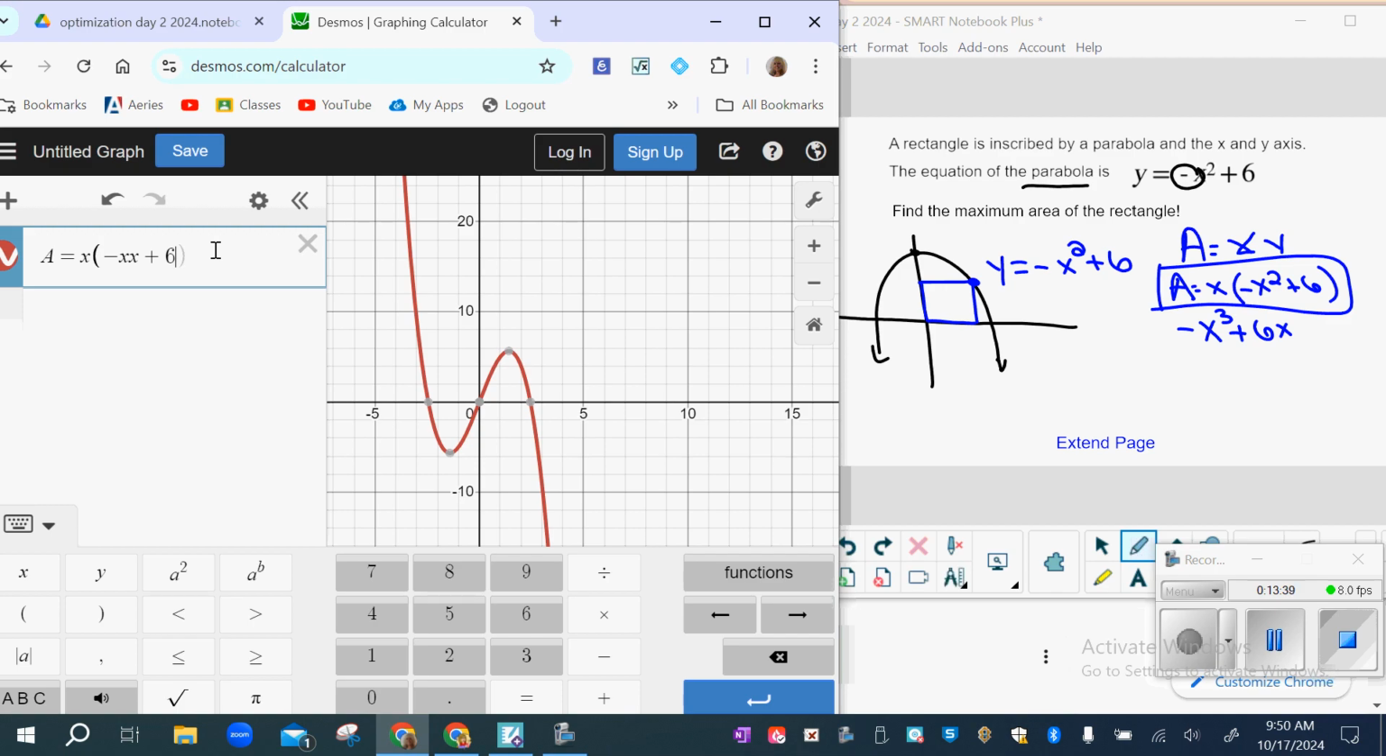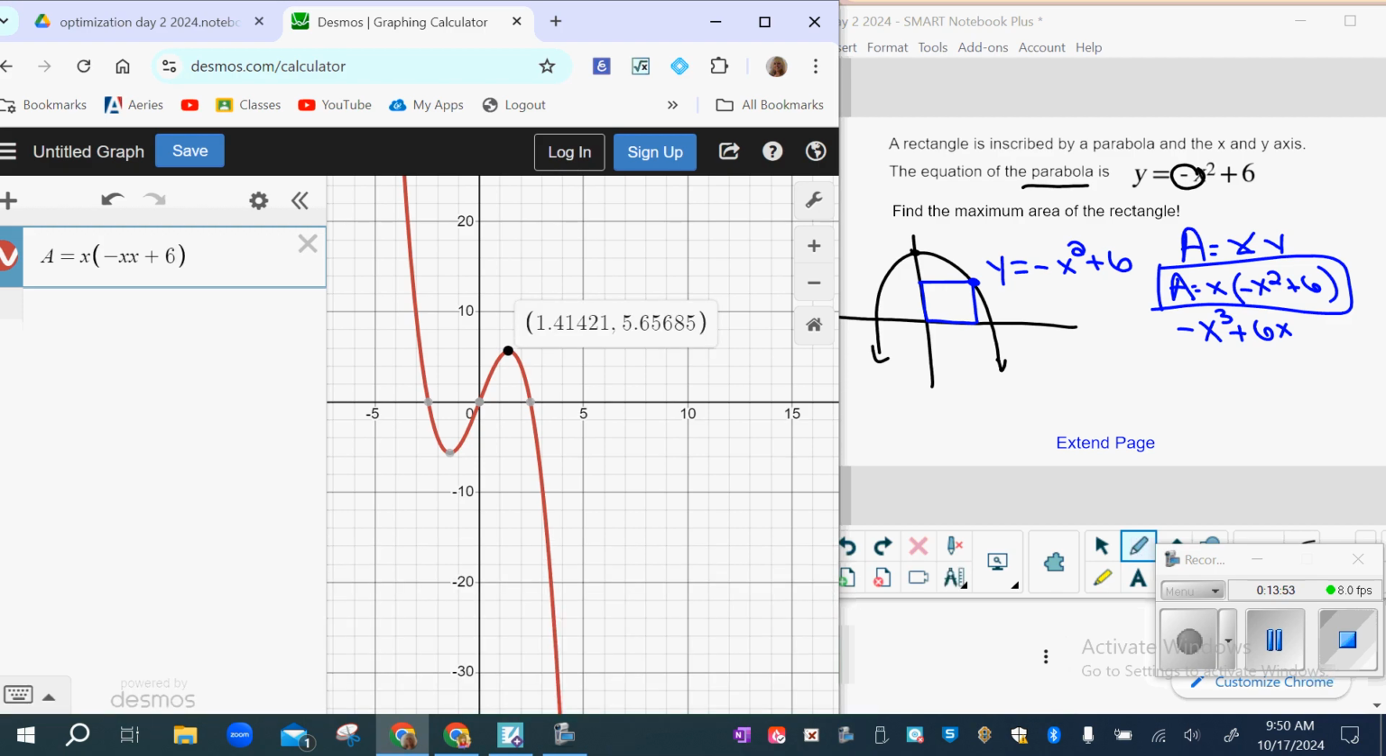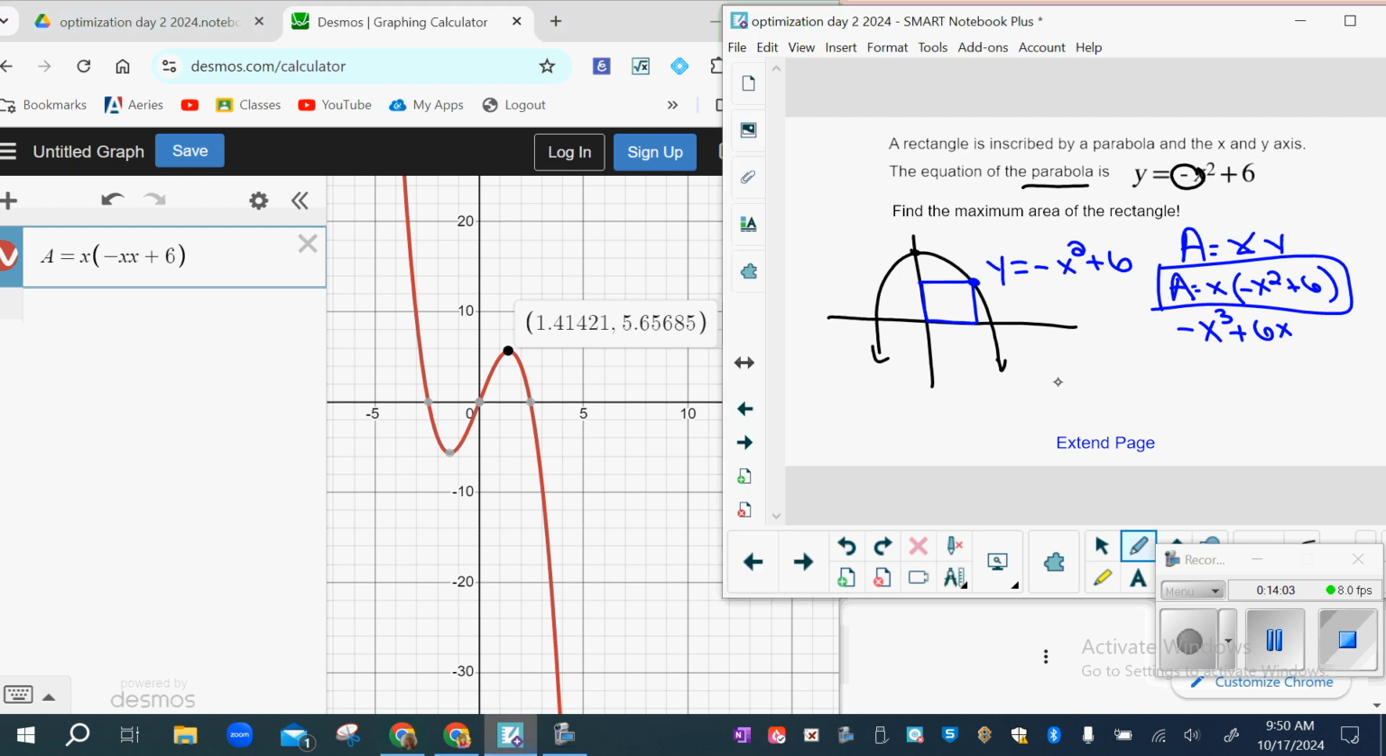So here's what. He's not an absolute maximum because really it goes up forever this way. We want the relative one. And we want it positive because this is positive. So here I go. I'm going to touch right there. I think the question doesn't even ask for the dimensions. I don't care on this one. I just want the area. And the max area of my little rectangle is 5.7. And you know what we put? We put units squared because we don't know if it's inches or miles or feet or centimeters. So we just put units squared.